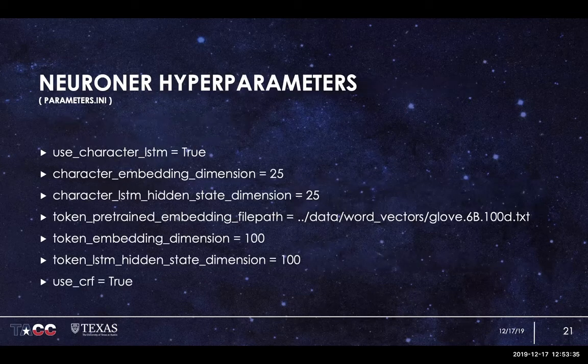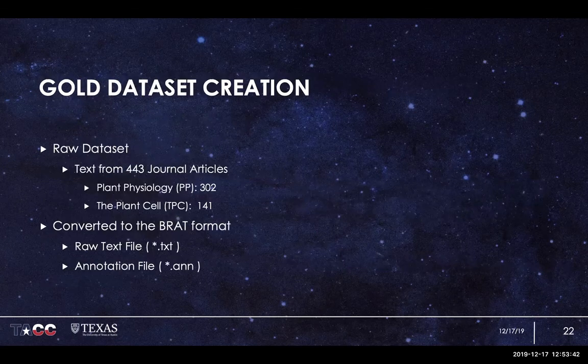It also has a lot of hyperparameters that you could tune, and it's in the parameters file. So I'll go on to say what the data set was that we used. We used NeuroNER on our data set that we created from Dive and the author inputs into Dive. We had about 400 journal articles, and we converted them into what's called the BRAT format.